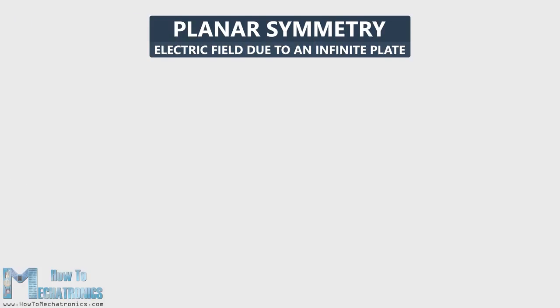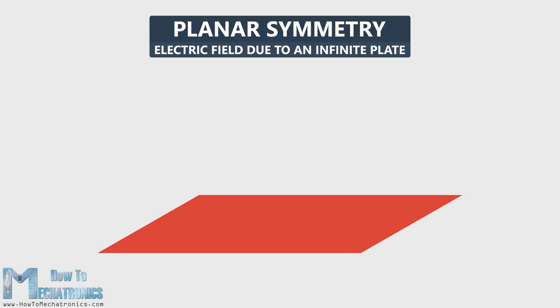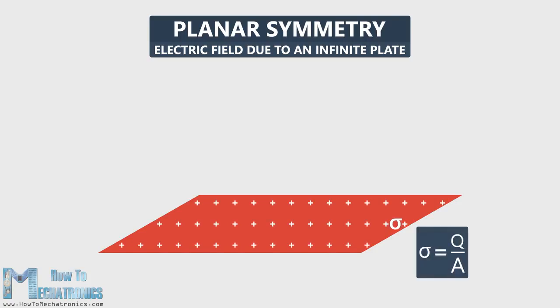The last type of symmetry is planar symmetry. In this example, we have a flat infinitely large horizontal plate. We will bring a charge onto this plate with a uniform charge density σ. σ is actually an amount of charge per area and is expressed in coulombs per square meter.